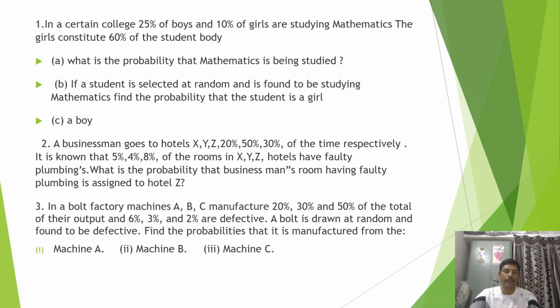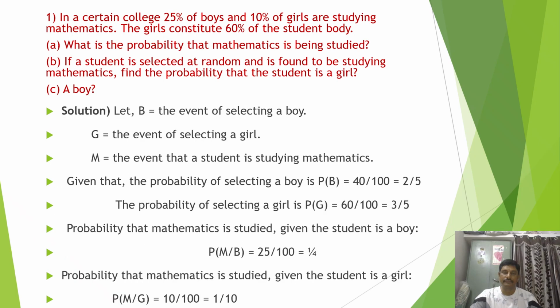So these are very important problems on Bayes theorem. We will discuss two problems on Bayes theorem. In a certain college, 25% of boys and 10% of girls are studying mathematics. The girls constitute 60% of the student body. The first question is, what is the probability that mathematics is being studied? And the second question is, if a student is selected at random and is found to be studying mathematics, find the probability that the student is a girl and a boy. Okay, we will see it.